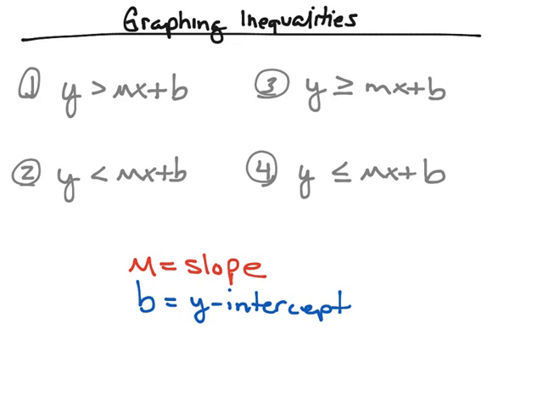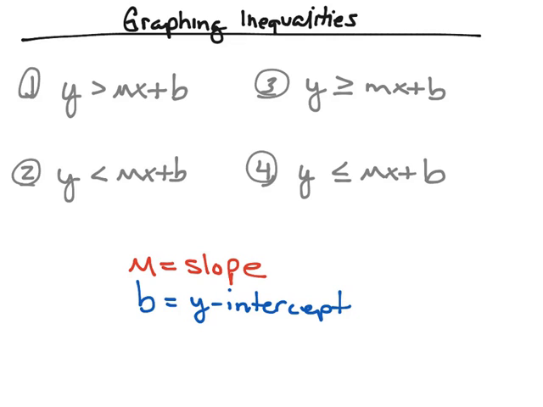And I've got four different variations that we'll be seeing here. We've got y is greater than mx plus b. We've also got y is less than mx plus b. Number 3, we have y is greater than or equal to mx plus b. And number 4, we have y is less than or equal to mx plus b. So again, inequalities, we're replacing the equal signs with an inequality symbol. That's the less than or greater than symbol.